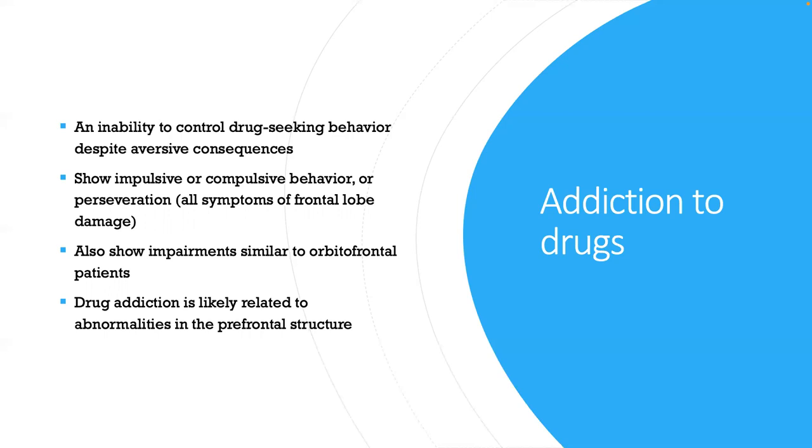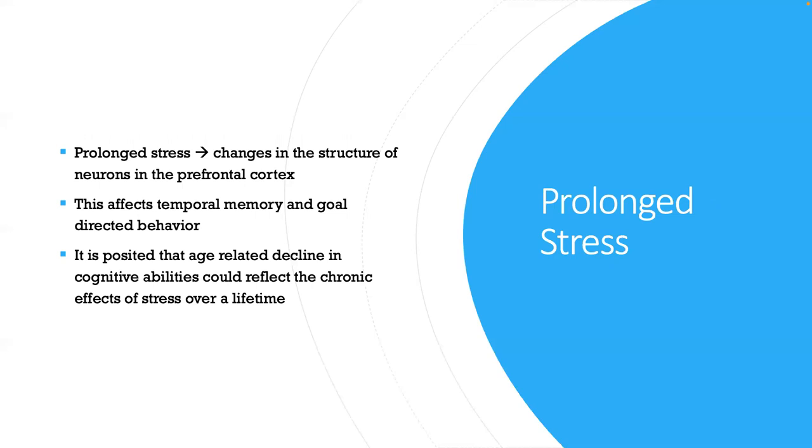And then finally, prolonged stress. It's correlated with significant changes in the structure of neurons in the prefrontal cortex that affect temporal memory and goal-directed behaviors. So also through a study with lab animals, we can speculate that age-related decline in cognitive abilities could partly reflect the chronic effects of stress throughout a lifetime. And that is all I have on the frontal lobes.